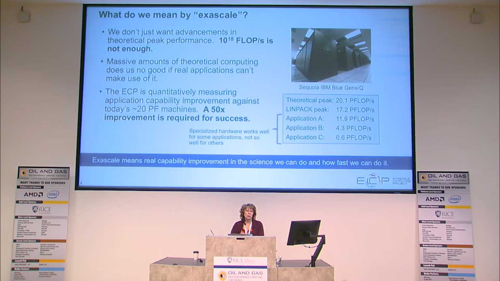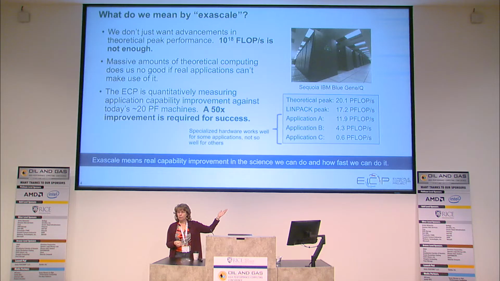So what do we mean by exascale? So exascale nominally is 10 to the 18th flops per second, but in our minds, that definition is not enough. So if you take a look at the blue box, this is on the IBM Sequoia machine at Lawrence Livermore, and you can see that the theoretical peak is about 20 petaflops. LINPACK, we did great, we got about 17 petaflops. But then if you start looking at different applications, as you all know, you get very different levels of performance out of those machines, right? Some can get as high as 11 or 12 petaflops out of 20. Some may only achieve 0.6.